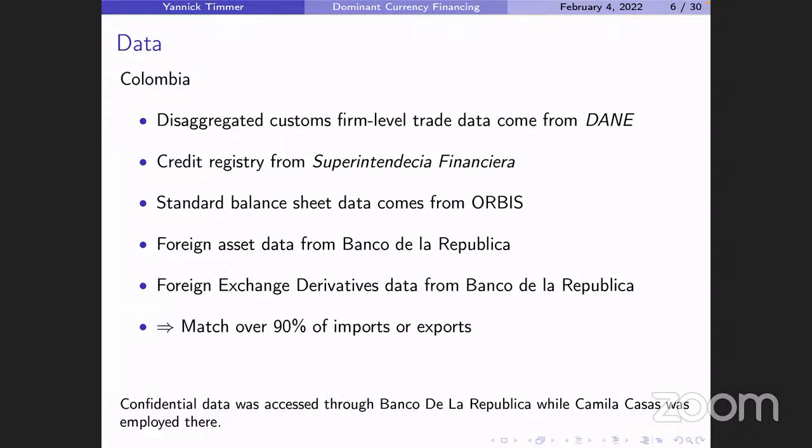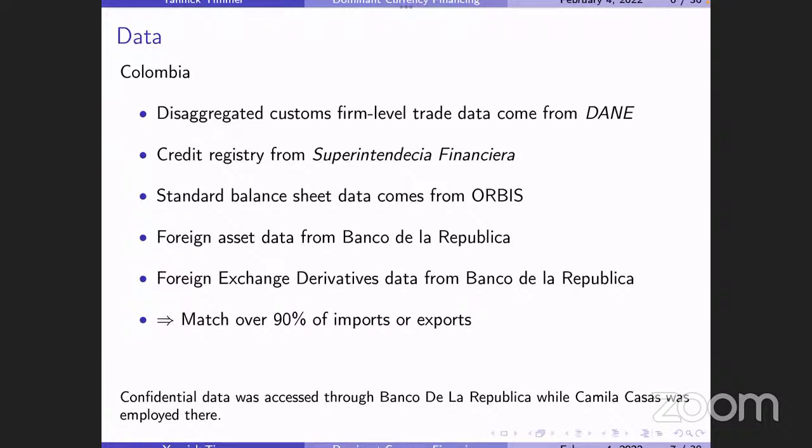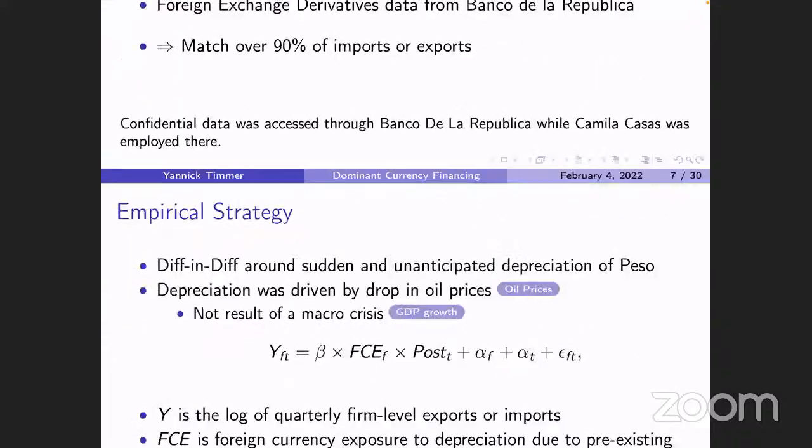And after merging all of these data sets, we can actually match over 90% of imports or exports of the firm. So despite sometimes losing a bunch of observations when we merge all of these data together, we really match a vast majority of imports and exports, which we think is important to really understand the dynamics that are going on and to have no bias when we try to come up with our estimates and aggregate them to the country level.